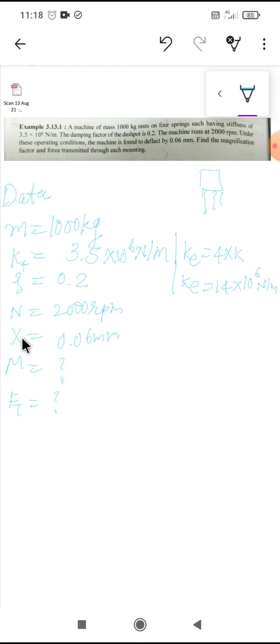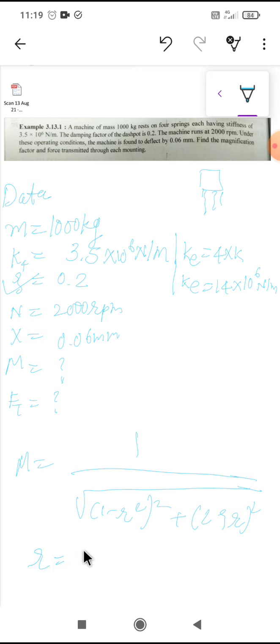Now we have to find the magnification factor. What is the formula for magnification factor? It is 1 upon under root of 1 minus r square whole square plus 2 zeta r whole square. So here we need two terms, zeta and r. Do we have zeta? Yes, we have zeta. Do we have r? No, so we have to find r. What is r? R is the frequency ratio, omega by omega n. Omega is the forcing frequency and omega n is the natural frequency. Do we have omega? No. Do we have omega n? No.